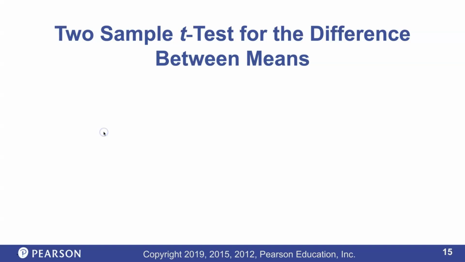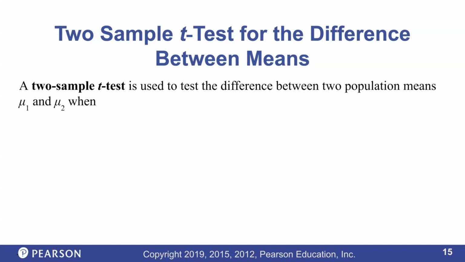All right, so a two sample t-test is used to test the difference between two population means, mu1 and mu2. So we start using subscripts now, right? Mu1 stands for the average or mean of the first population, and mu2 is the average or mean of the second population, okay?